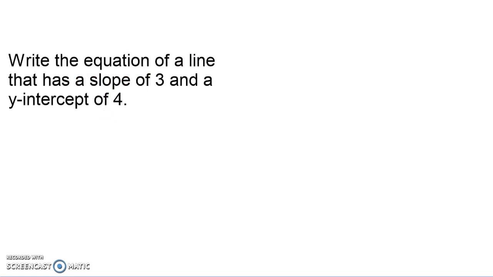So let's move on to some examples of how we would need to write slope-intercept form. These first few are going to be pretty easy. Write the equation of a line that has a slope of 3 and a y-intercept of 4. Just a reminder that our equation is in the format of y equals mx plus b. If it has a slope of 3, that means our m is going to be equal to 3. And if it has a y-intercept of 4, that means we're going to have b equals 4.